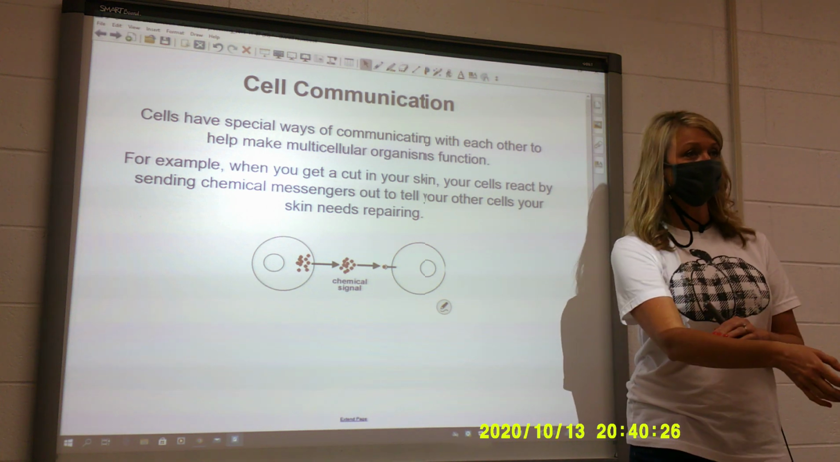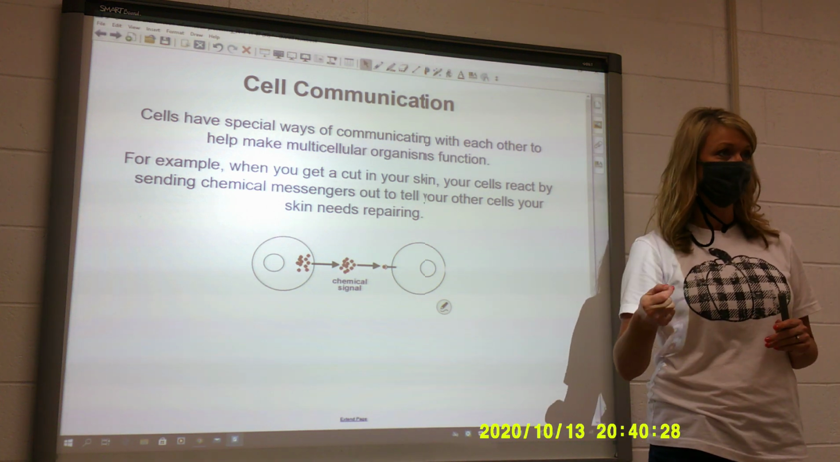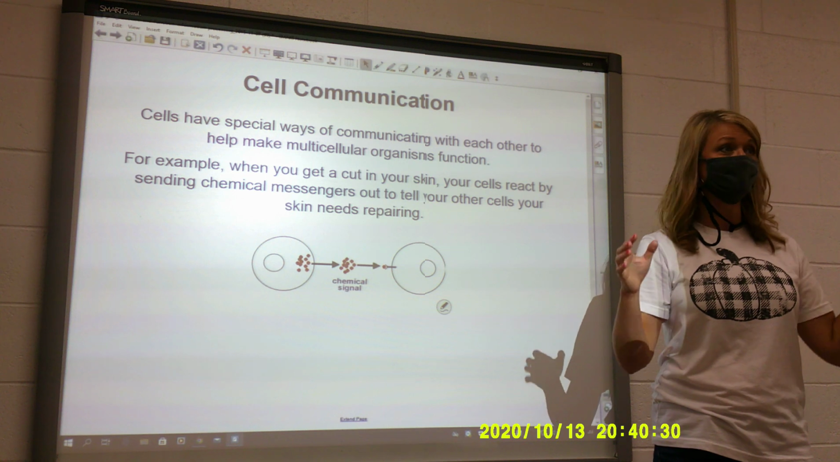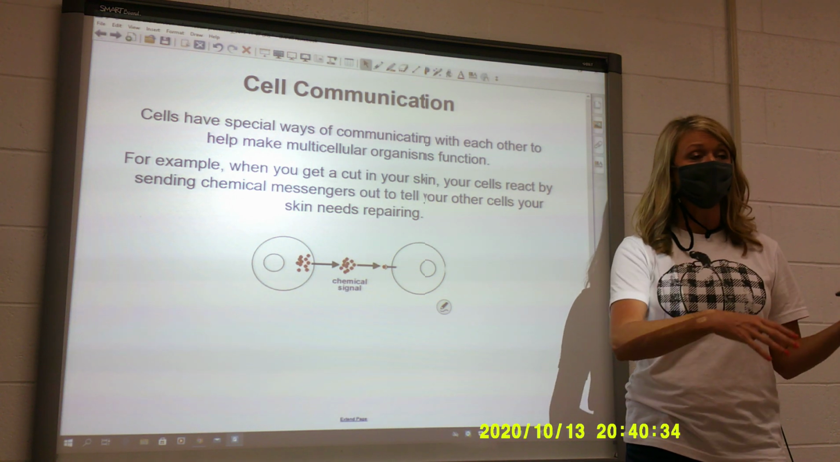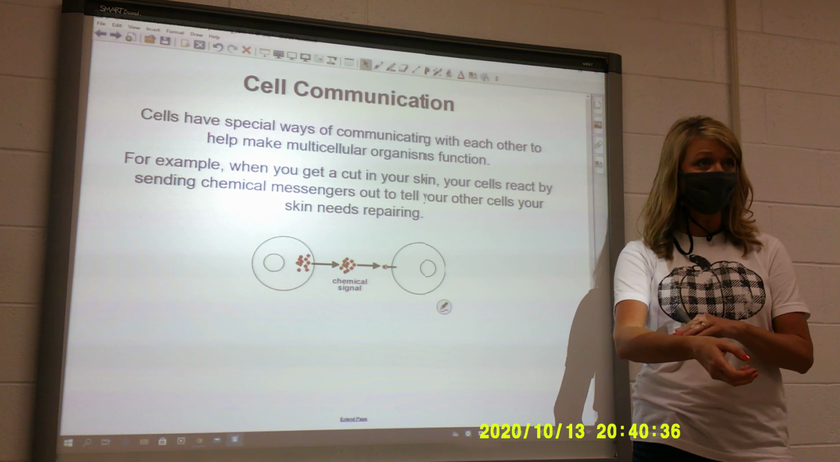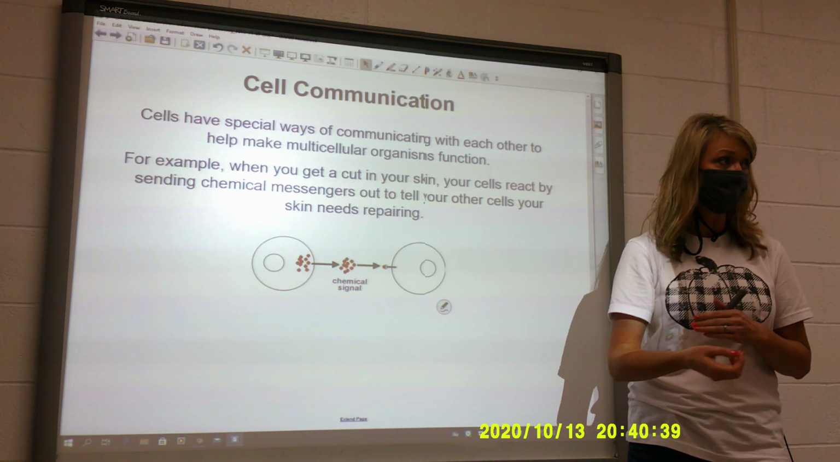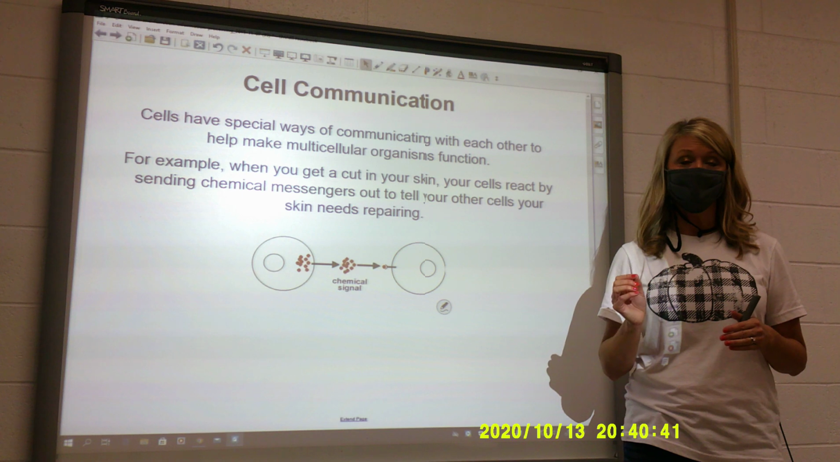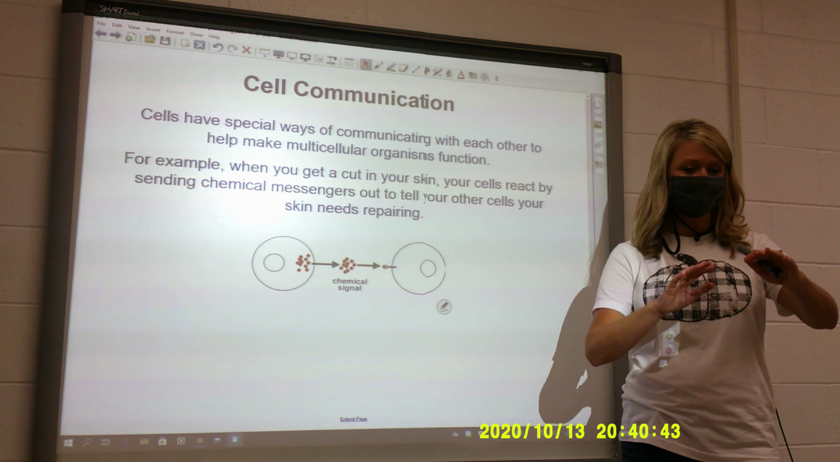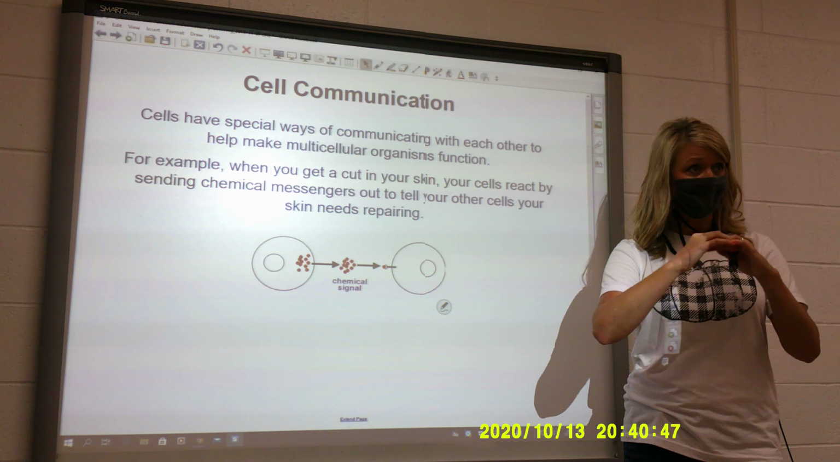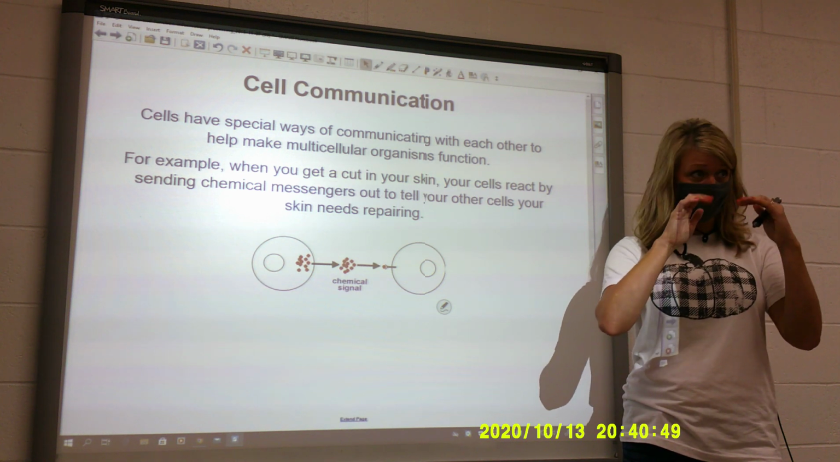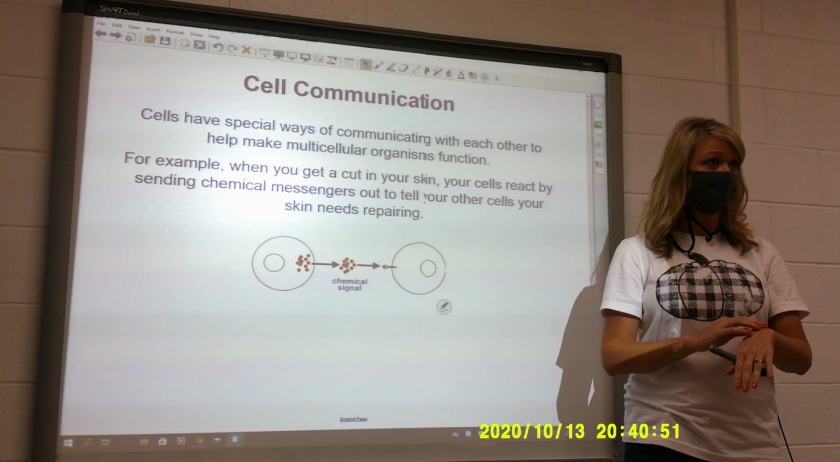So you get a cut on your skin. Automatically, your skin cells realize there's a problem. And they start sending these particular cells to start healing that cut as soon as it happens. It makes a certain substance called fibrin, and that fibrin almost makes like a screen pattern on top of that cut. And then the blood cells get trapped in that screen, and that's what starts to form the scab.